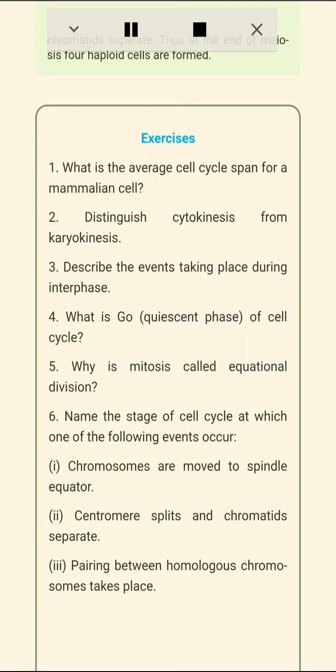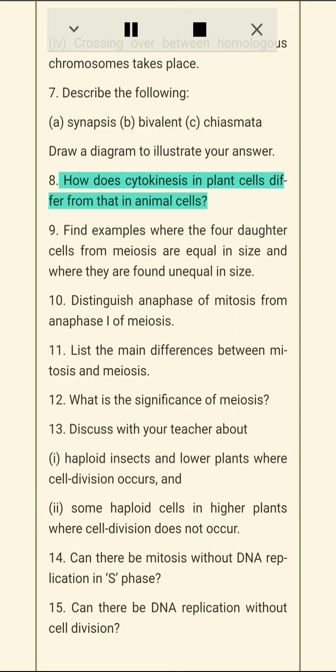I. Chromosomes are moved to spindle equator. II. Centromere splits and chromatids separate. III. Pairing between homologous chromosomes takes place. IV. Crossing over between homologous chromosomes takes place. 7. Describe the following. A. Synapsis. B. Bivalent. C. Chiasmata. Draw a diagram to illustrate your answer.